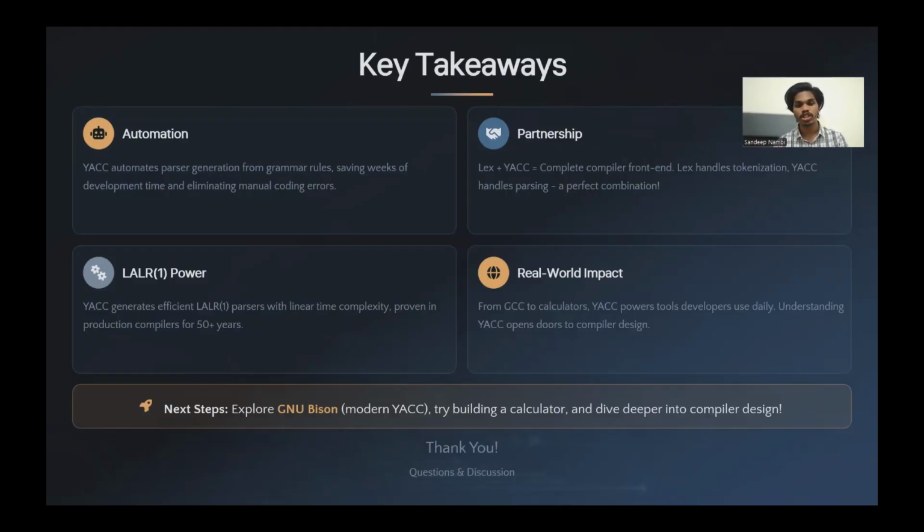So there are a few next steps that we can explore. The GNU Bison, modern YACC, try building a calculator and dive deeper into compiler design.